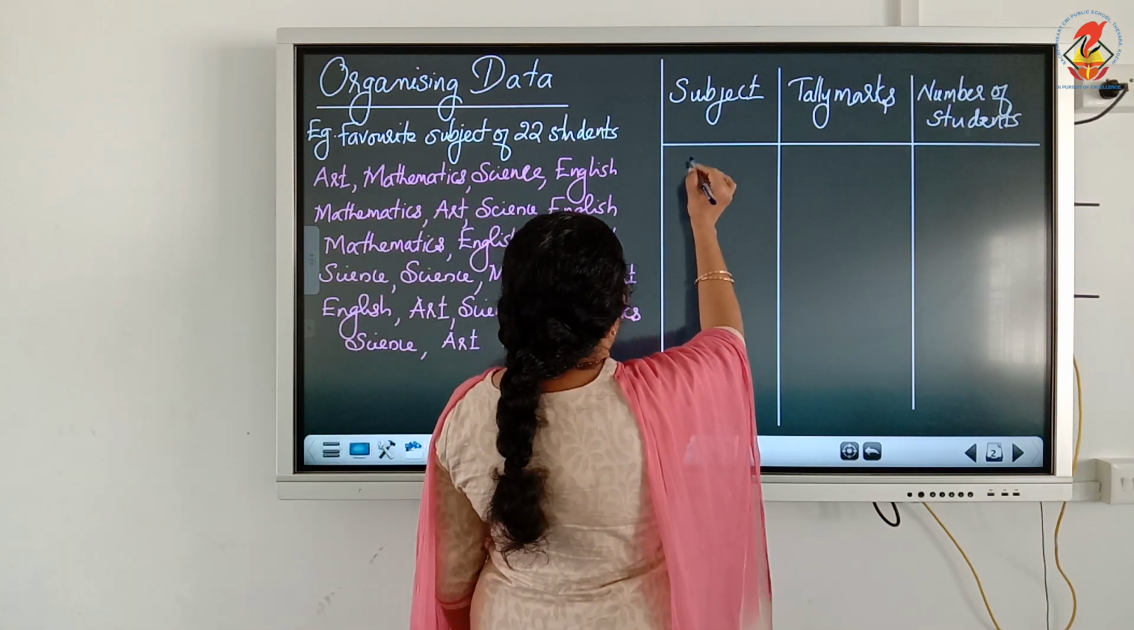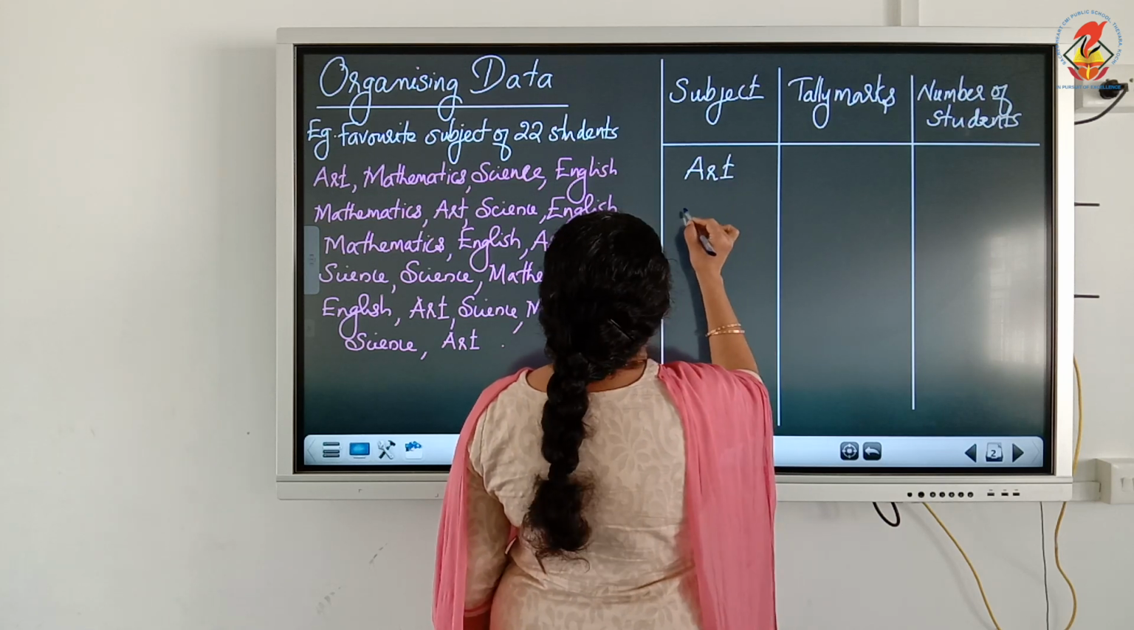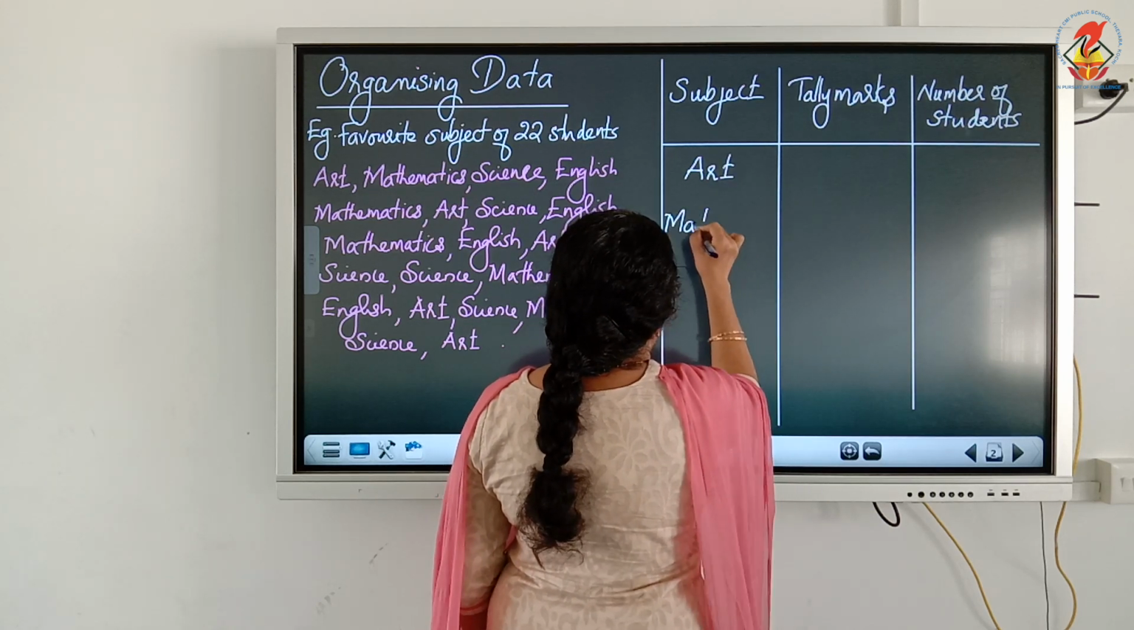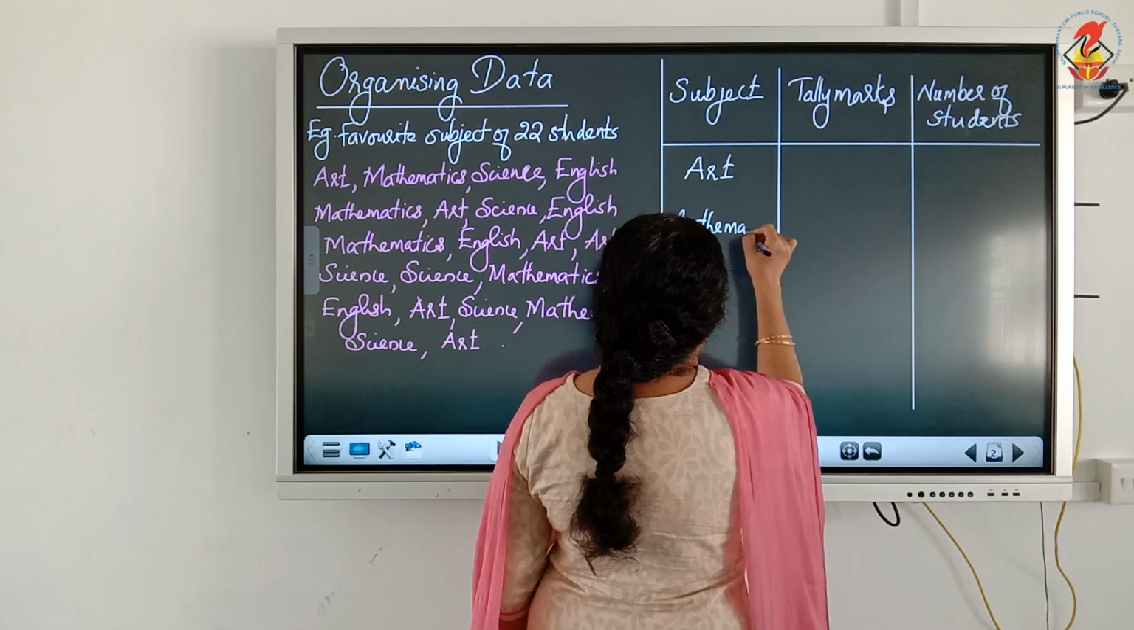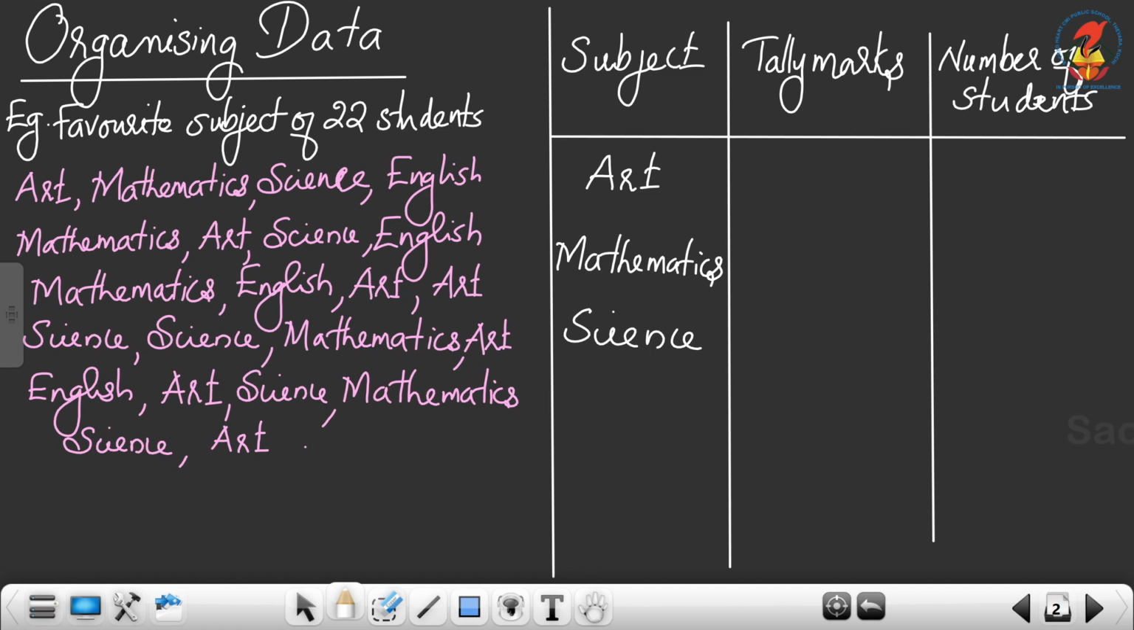Then the subjects: art, then mathematics, science, and English. Now we have to put the tally marks. Look at that. The first subject is art. We can put a vertical stroke. This vertical stroke is known as the tally mark.